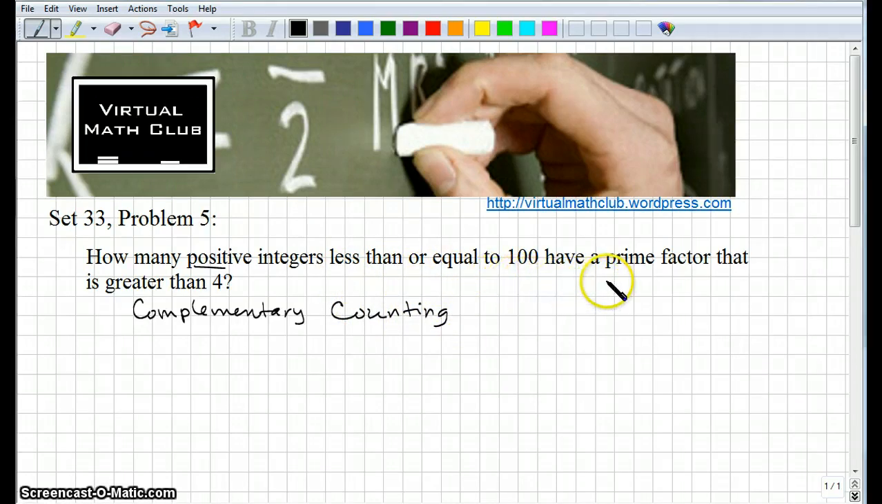Okay? But if we try to count the number of integers that have a prime factor that is greater than 4, there's a lot more prime factors that are greater than 4 than there are less than 4. Okay? So it's actually easier to count the integers that do not have any prime factors greater than 4. Okay? So what are those going to look like? So let's rephrase this.